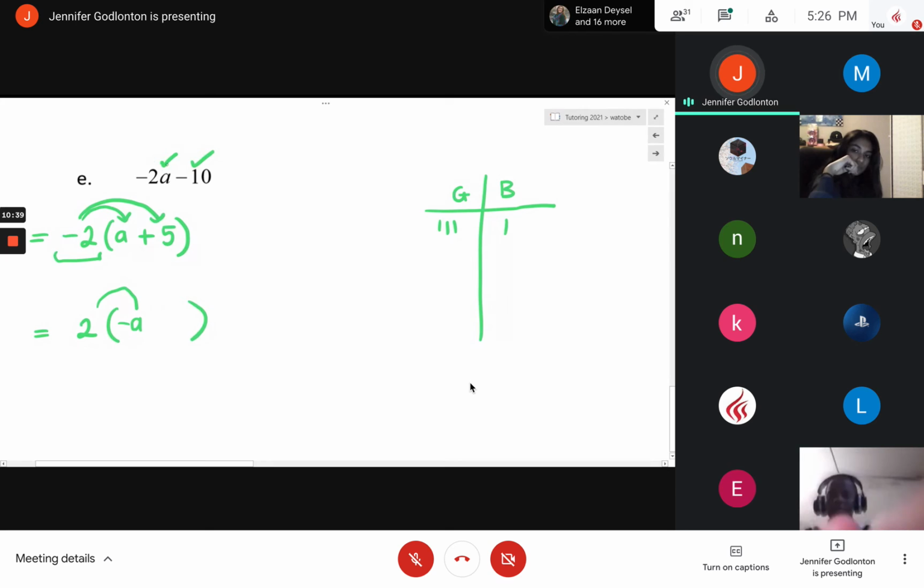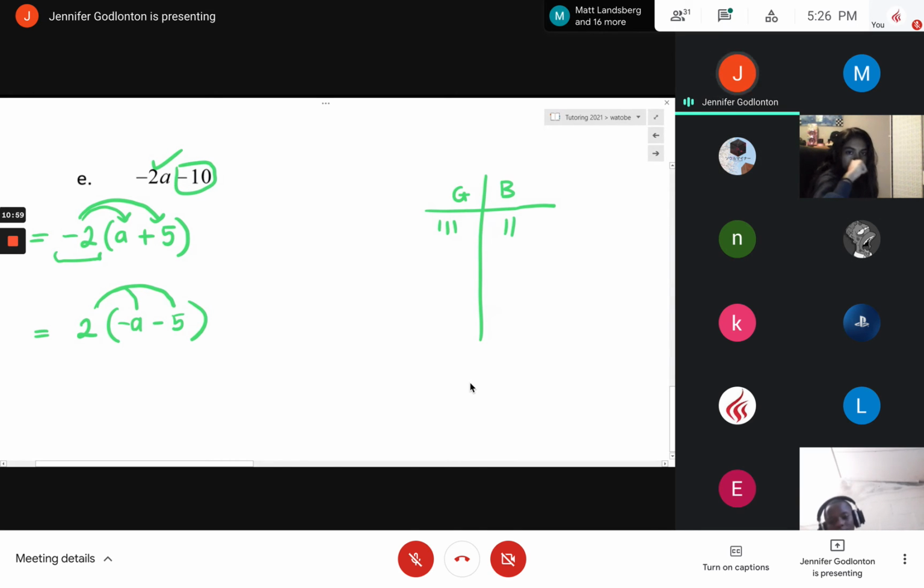And then plus 5? Careful. That would give me negative 2. What would this have to be if I wanted negative 10? That's fine. If I had a plus, I would have positive 10, but I want a negative 10. So what sign could I put there instead of a plus? Minus. Beautiful. Nice job, guys.